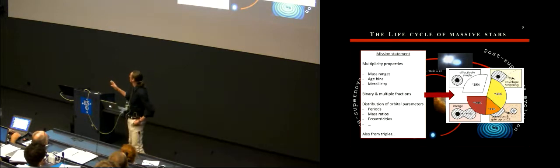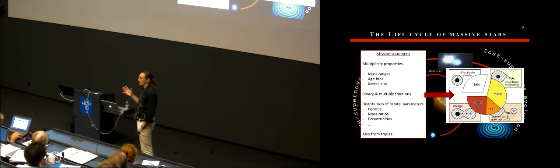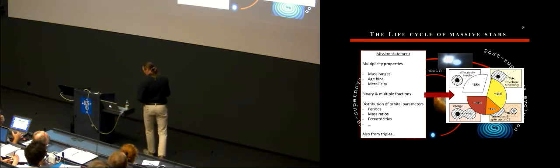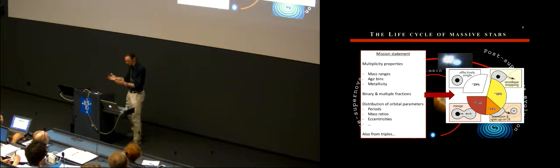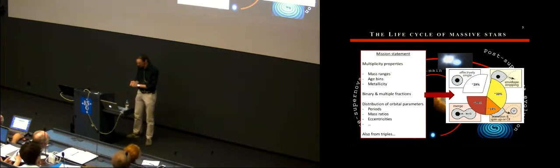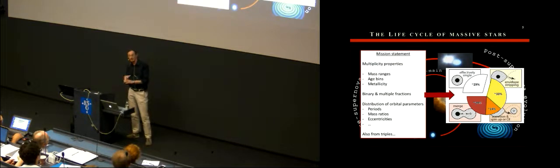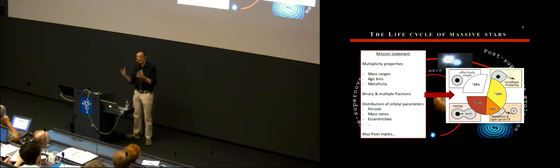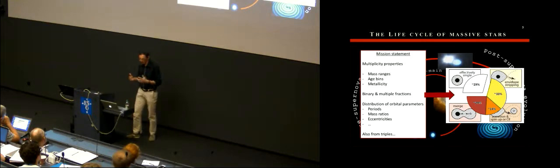So we want to provide the multiplicity properties as a function of masses. So for the O stars, for the B stars, for the Wolf-Rayet maybe, for the higher 100 solar mass stars. We want to do that as a function of different age, because you can follow the binary evolution with that. We want to do that as a function of metallicity, because it may be a different type of formation process or different efficiency of binary formation in the distant universe than in the local universe.